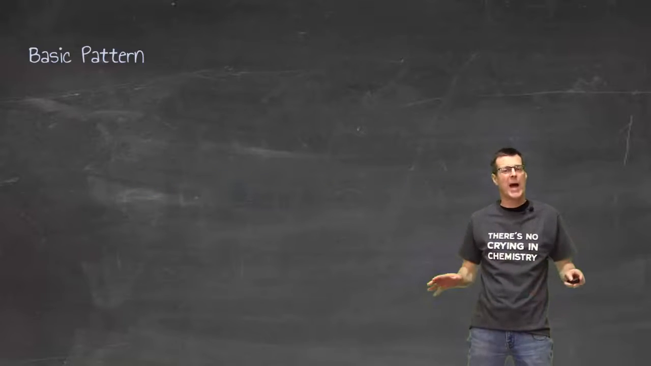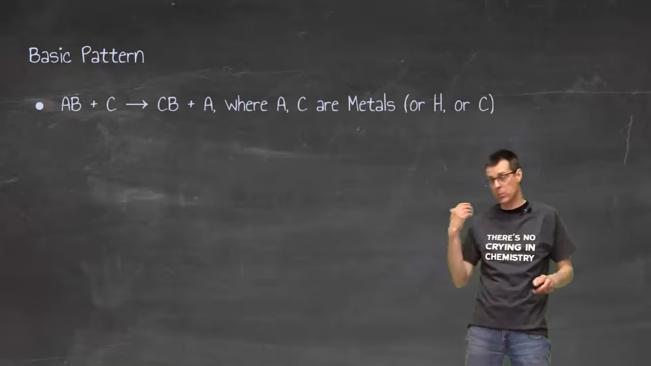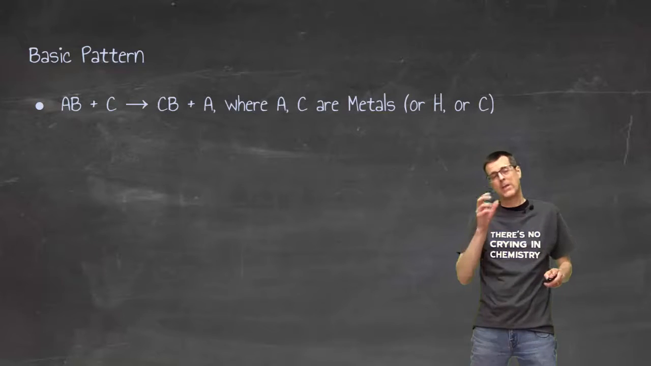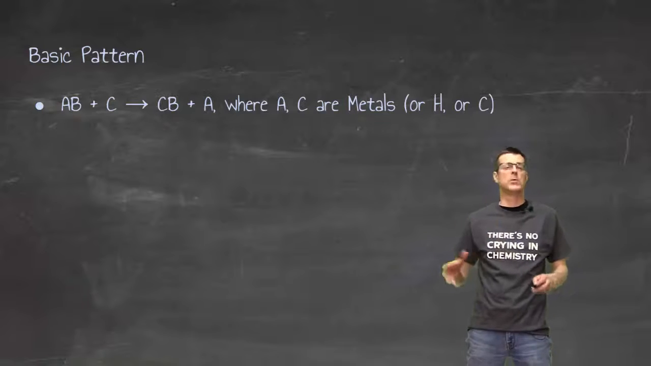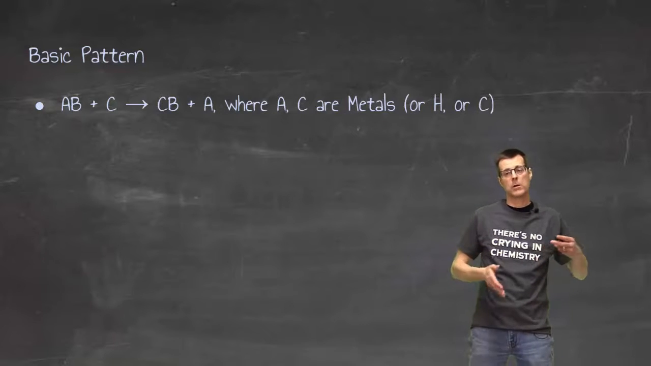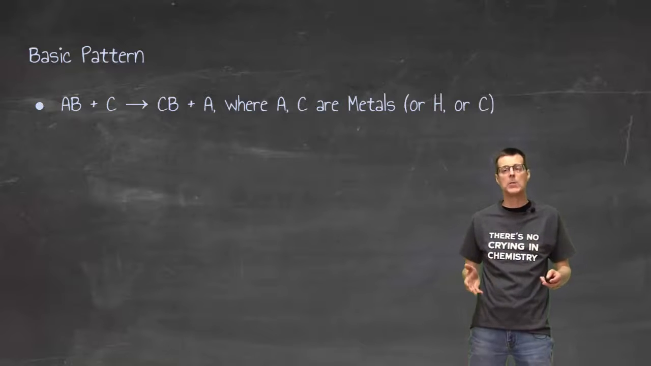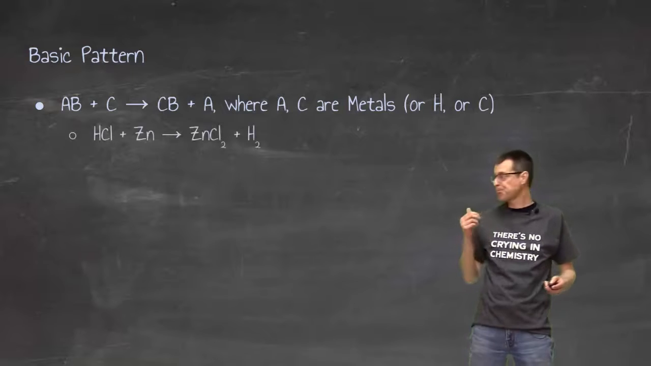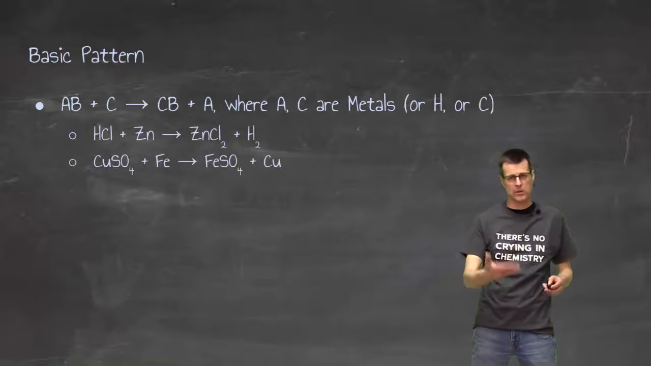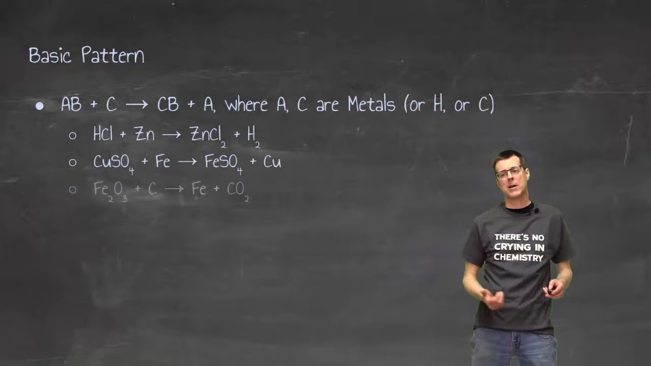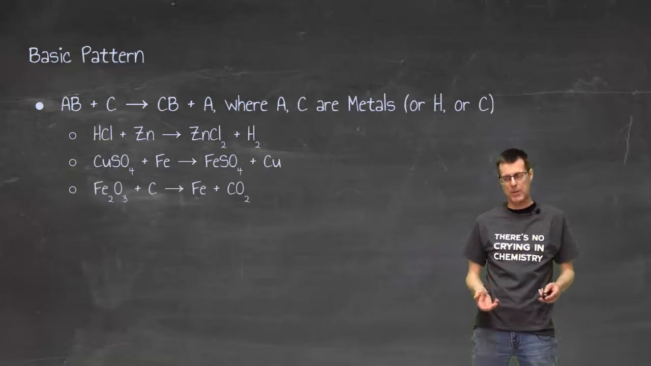So the basic pattern on a single displacement reaction is what you see there. And that's sort of the most normal, most common one that we are going to use, where the element and the first thing in the compound trade places, so A and C. But it can also happen, so I'll give you a couple of examples of that, using also hydrogen, and I tossed a carbon in there because once in a while that shows up as well.